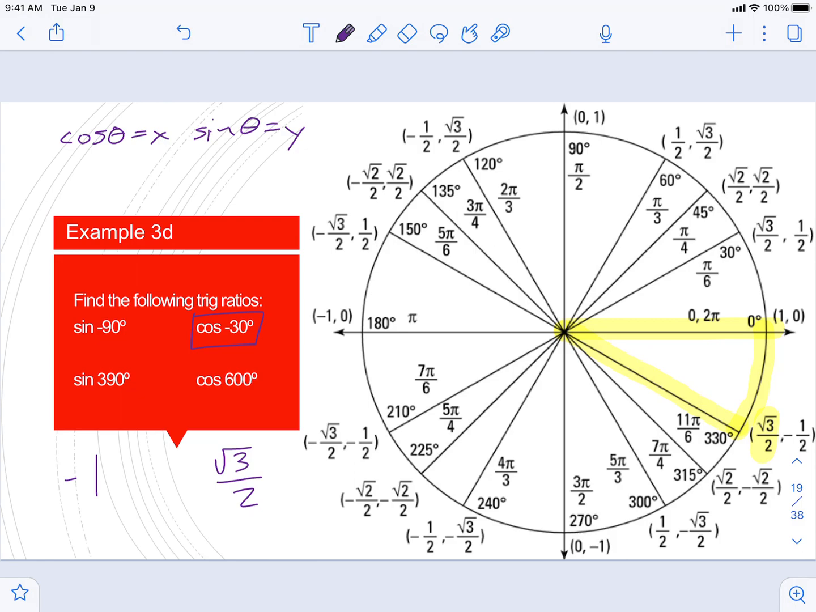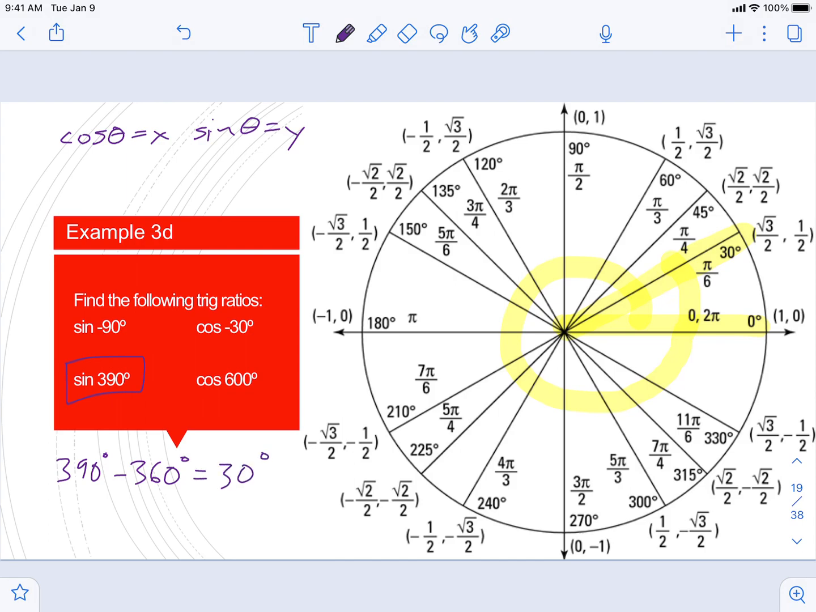All right, now angles that are greater than 360 degrees. We'll start out with 390. So sine 390. Where does that land on our unit circle? We start here, we go a full 360 degrees, and then we've got an additional 30 to get to 390. So 30 and 390 are coterminal. We could also do 390 minus 360, and that would give us 30 degrees.